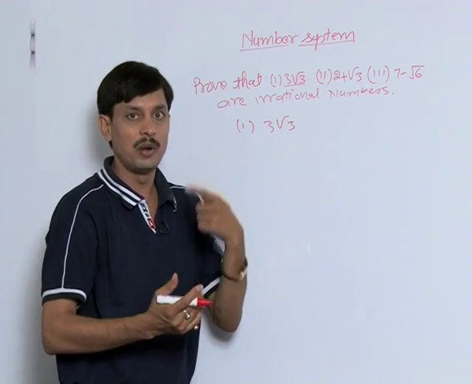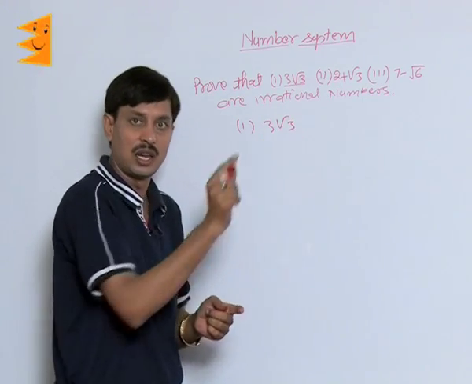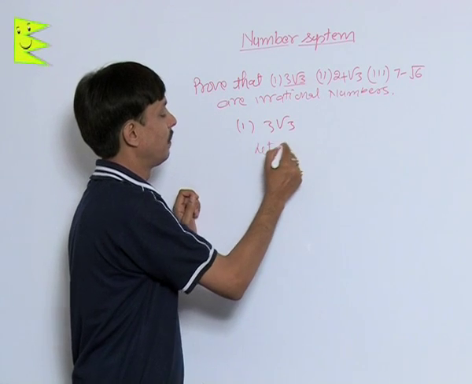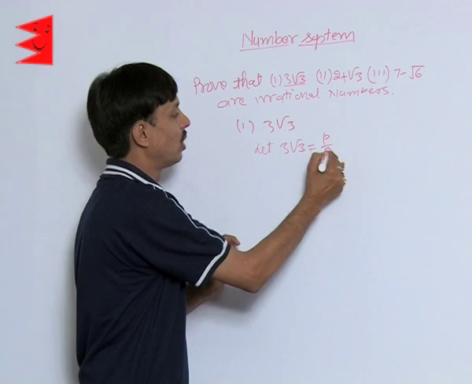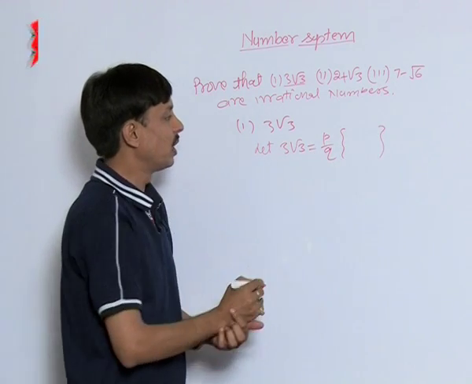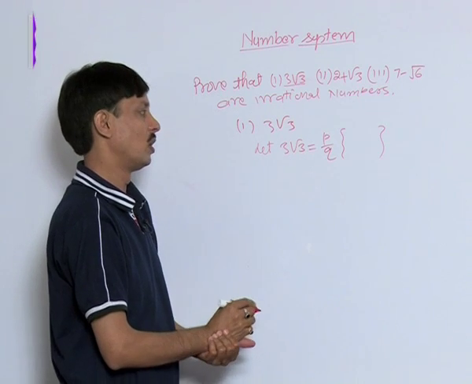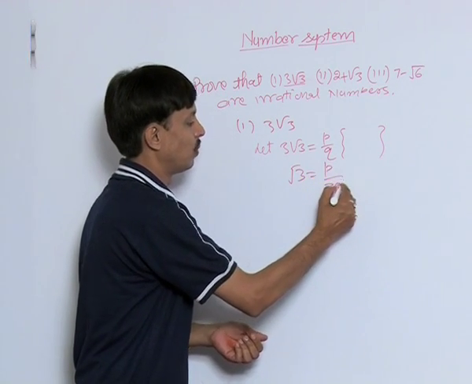As I have explained to you, there is a theorem that the product of a rational with an irrational is always irrational. So I have assumed, let 3 root 3 be a rational number and equal to p by q, where p and q both are integers having no common factor, q is not equal to 0. So I can say root 3 is equal to p by 3q.